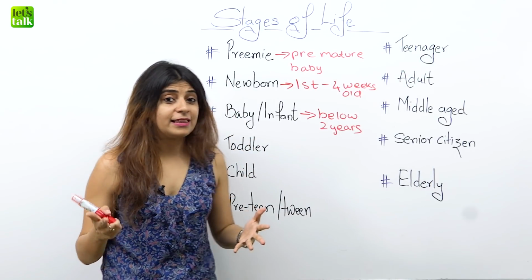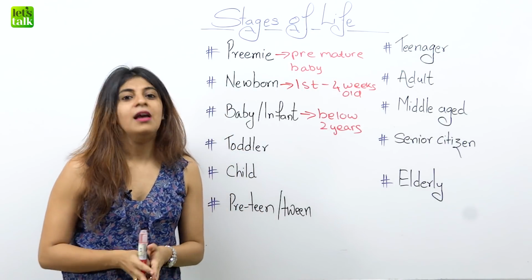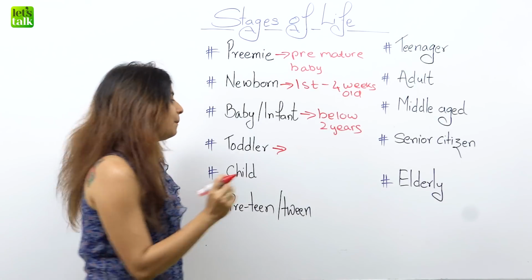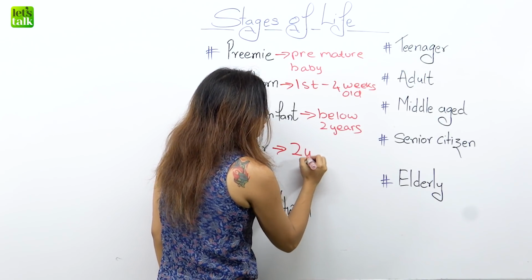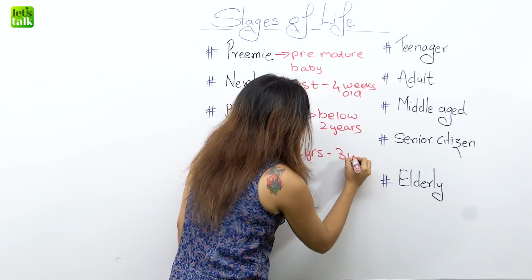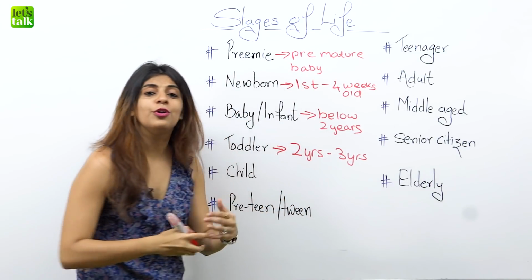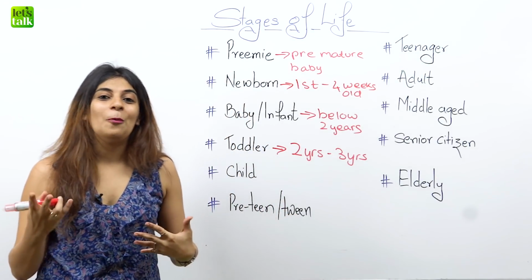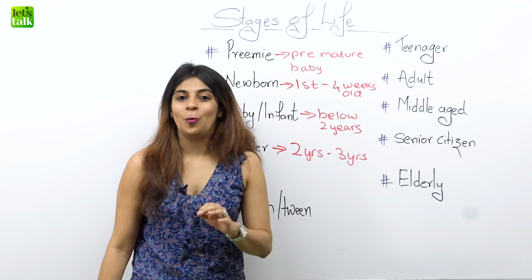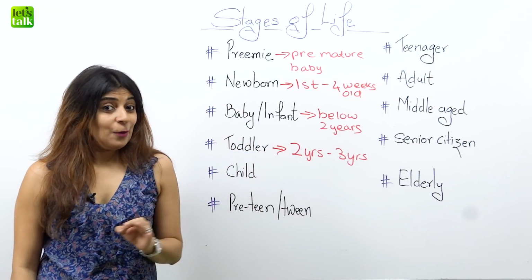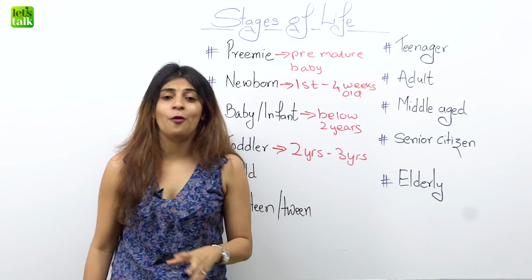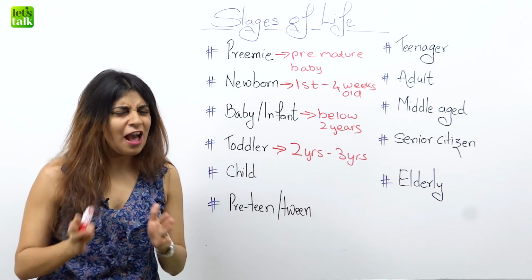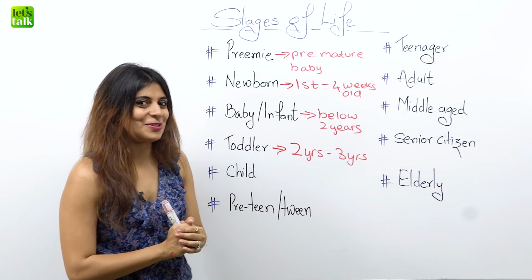Moving on to the next one that I have for you is toddler. Yes, like my mom said that I was extremely naughty as a toddler. So toddlers are children between the age group of 2 years to 3 years. So the children who have just started to talk or have just started to walk, well, they belong to this stage, which is toddlers. Well, it's quite a hectic thing for the mothers because toddlers are extremely naughty. So you have to be really careful with toddlers.